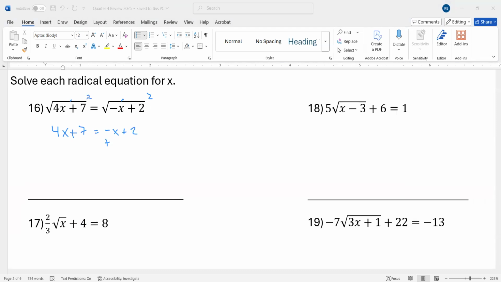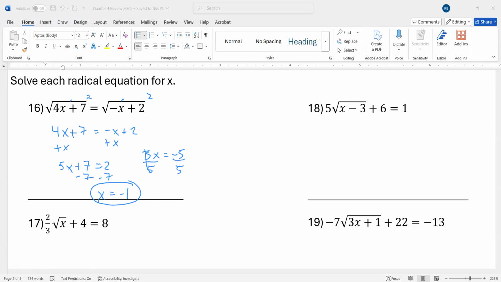Solving an equation. So I'm going to add x. So I get 5x plus 7 equals 2. Subtract 7. I get 5x equals negative 5. Divide by 5. I get x equals negative 1. Now you might be thinking, I can't have a negative. You can't have a negative after you plug x in.